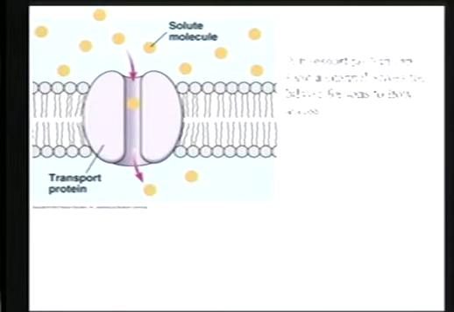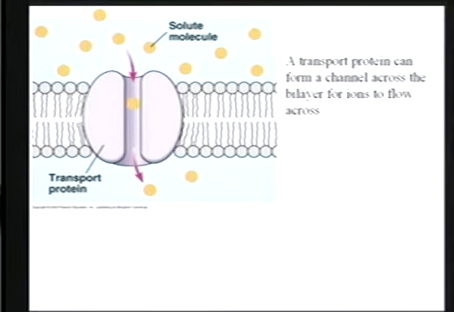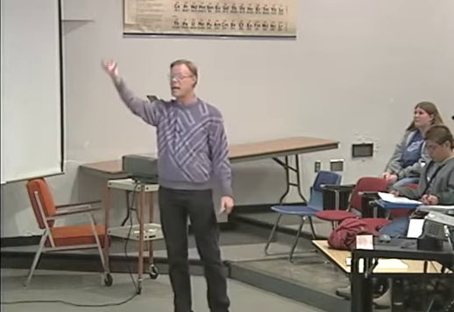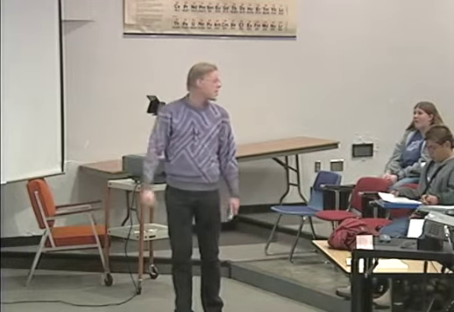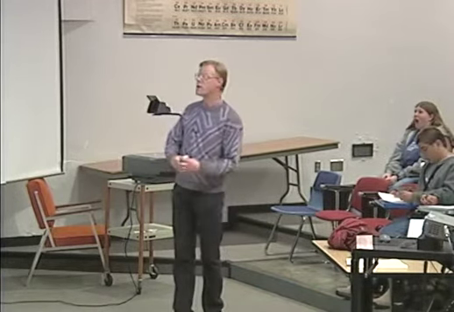All right, so cells will use transport proteins. Transport proteins are just proteins that form a channel across the bilayer. Since a bilayer is impermeable to most salts, you have to make a watery channel through which a charged molecule can pass. That's what transport proteins do.